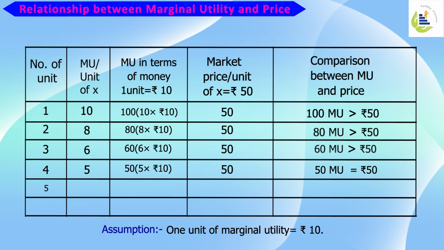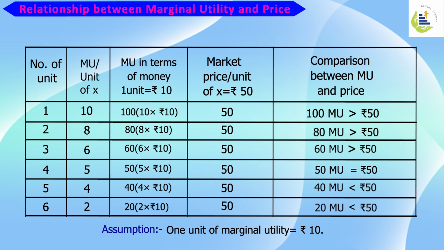When he tends to buy the fifth product, what do you understand? Now the marginal utility is only 4 units. So the marginal utility in terms of money will be 4 into 10, 40 rupees, but he ends up paying 50 rupees. So now he will understand that he is paying more than the marginal utility in terms of money. So a rational consumer will not buy this. If you go further down and tend to buy the sixth product, the marginal utility will be 2 units. The amount will be 2 into 10, 20 rupees, but he ends up paying 50 rupees. So it will definitely not be an attractive bet. The consumer will not buy it.